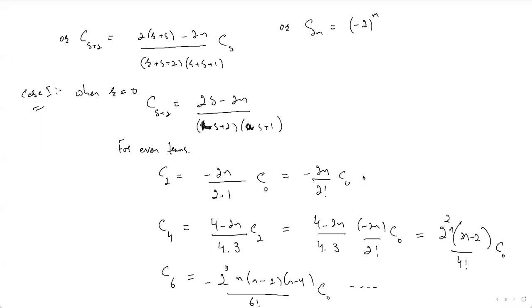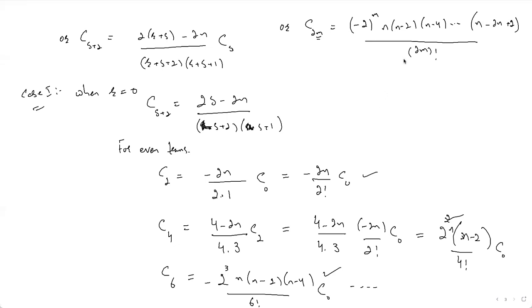Just look at these equations, this and this. One is minus, the other is plus. So when m is even, it will be plus. When m is odd, it will be minus. So I will write this as minus 2 raised to power m, n into n minus 2, n minus 4, and so on up to n minus 2m plus 2 will be the last term, divided by 2 factorial, 4 factorial, 6 factorial, 8 factorial. So it will simply be 2m factorial.